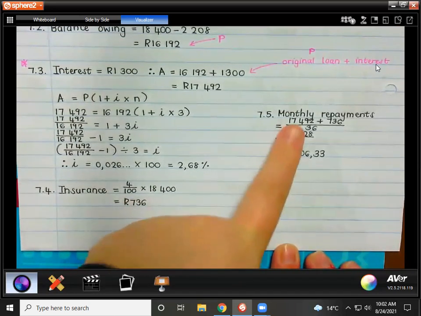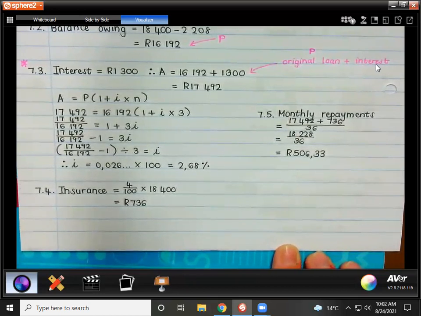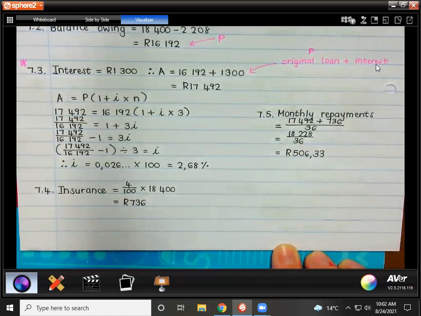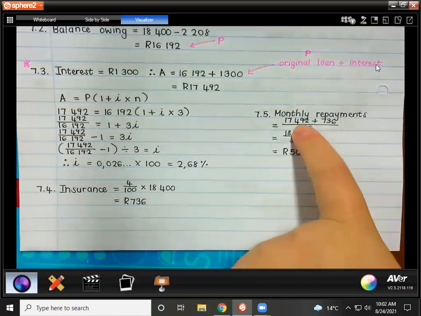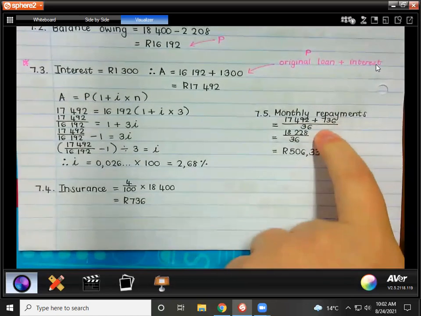Now for 7.5, they said you must find the monthly repayments. Now we know that the monthly repayments is always A over the number of months. But in this question, they said including the insurance. So does it then make sense that you have to take A plus the insurance, right? If they're saying including the insurance. Okay, so they are adding a bit of a difference to that question. You have to take your A value plus what the insurance is, and then divide that by 36.